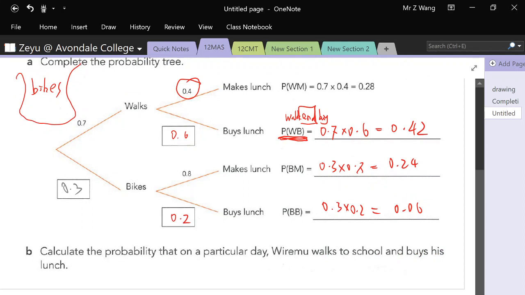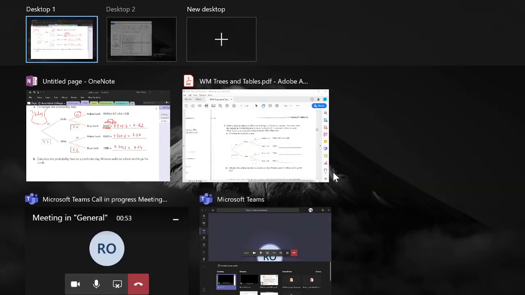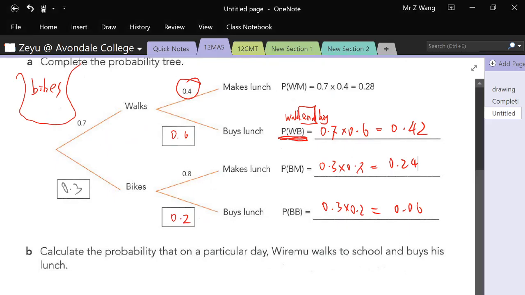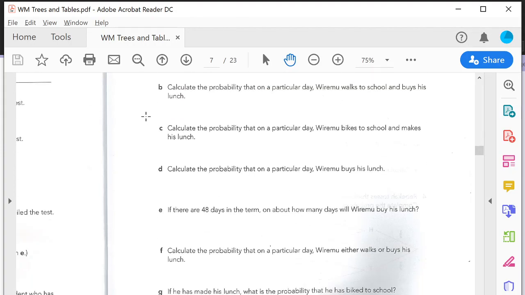Now, calculate the probability that on a particular day, William walks to school and buys his lunch. What's that probability? Walks to school and buys his lunch. 0.42. Fantastic. I think you're already very good at this.